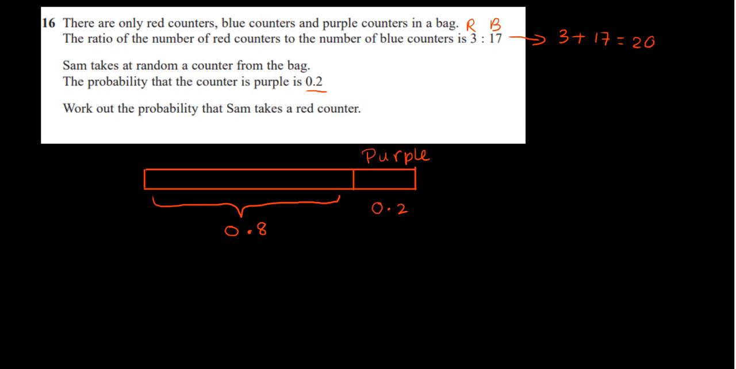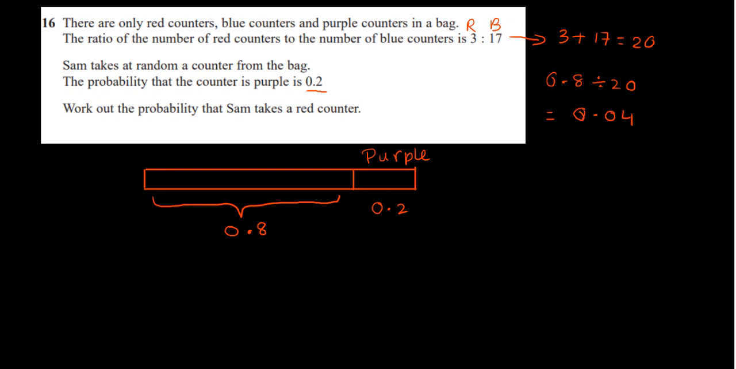So I'm going to do 0.8 divided by 20. So that would give me, if I do 0.8 divided by 2 is 0.4, and 0.4 divided by 10, that will be 0.04. So 0.8 divided by 20 is 0.04.